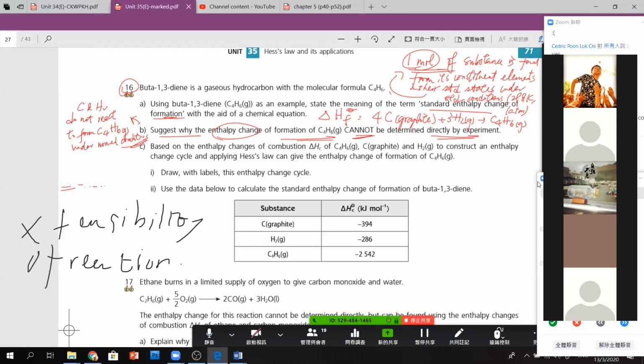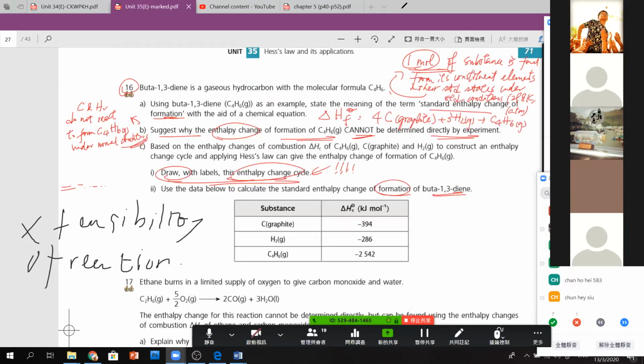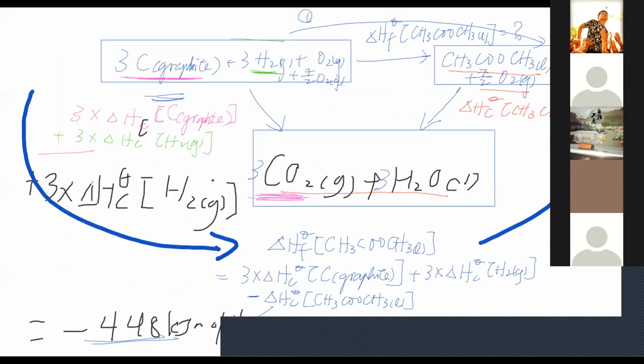You're going to draw the cycle again and use this data to find out the formation of butyl 1,3-diene. Remember, sometimes you are asked to draw the cycle, and you are going to find out the formation of butyl 1,3-diene. Okay, so once again, now I would like to draw the 3 boxes here. I will show you the 3 boxes here.